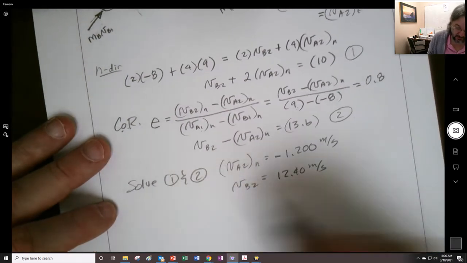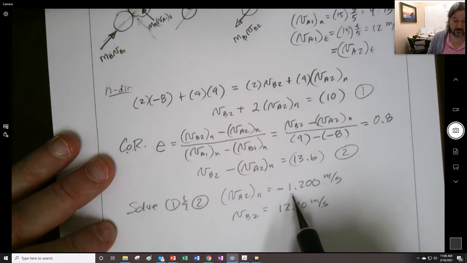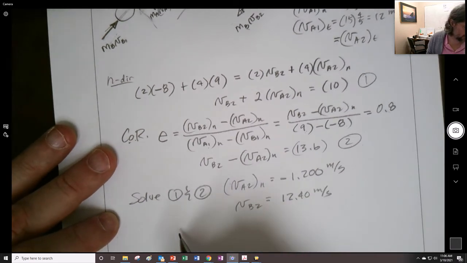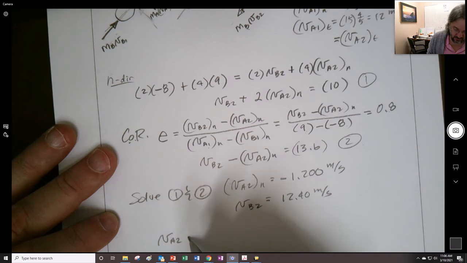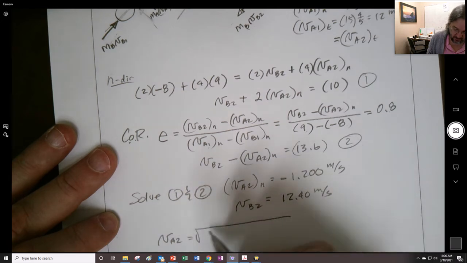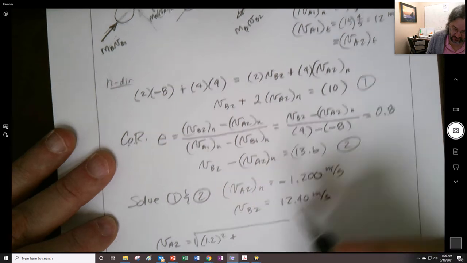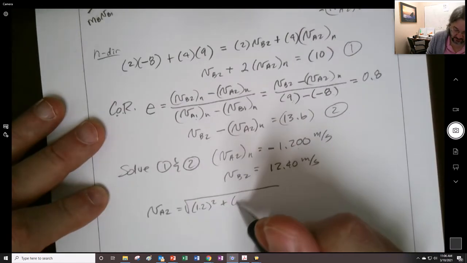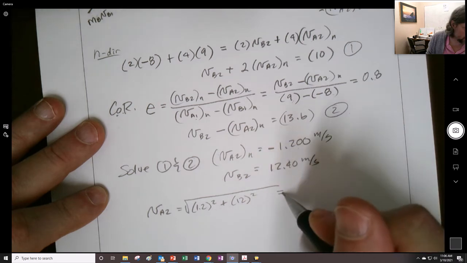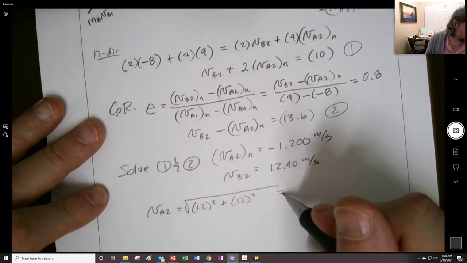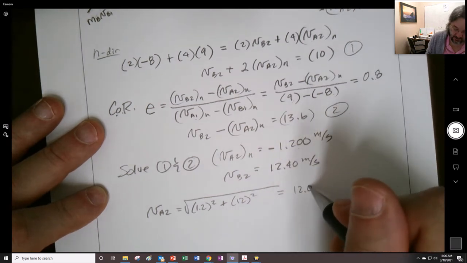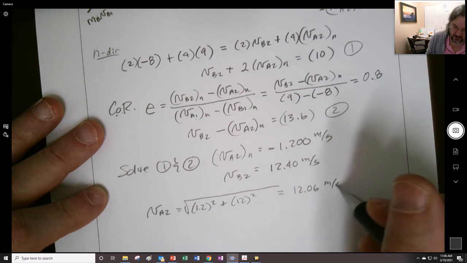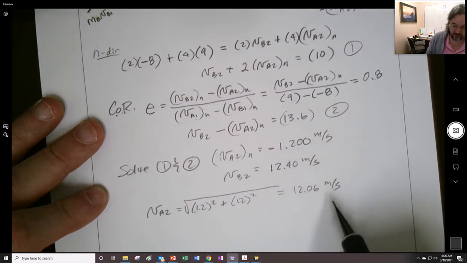So when we go to write out the answer to this, we have to be a little careful with our directions. First off, we found out that VA2 is going to be the square root of 1.2 squared plus 12 squared. So we're going to get really close to 12, right? It actually turns out to be 12.06 meters per second, because this one's so much bigger than that one.